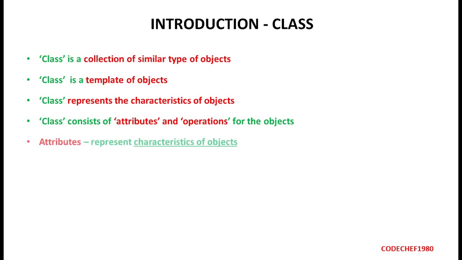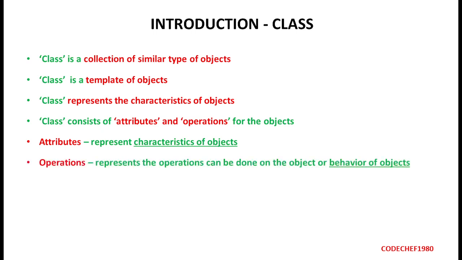Attributes represent the characteristics of objects, and operations represent what kind of operations you can apply on objects, and also represent the behavior of the objects in our system. Okay, a very important point is here.